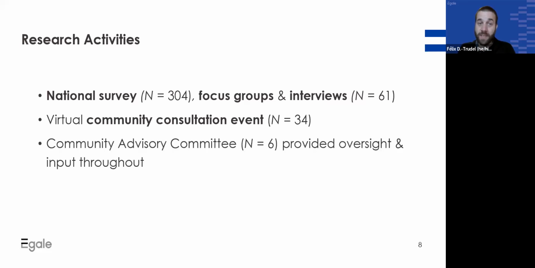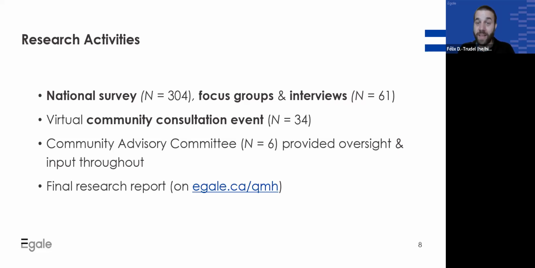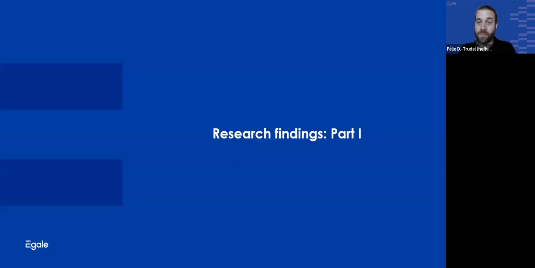Throughout these research activities, we continually collaborated with the Community Advisory Committee of 6 people to get their input on survey scope and content, recruitment, and also how we were collecting and interpreting our findings, as well as mapping out our training program plans. We then wrote the final research report, which was recently launched on the project landing page, which is hyperlinked here at egale.ca/QMH. For the next little bit, I will be talking about some of the research findings from the project.